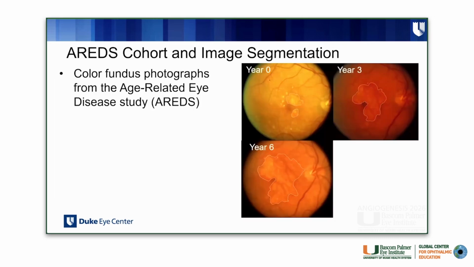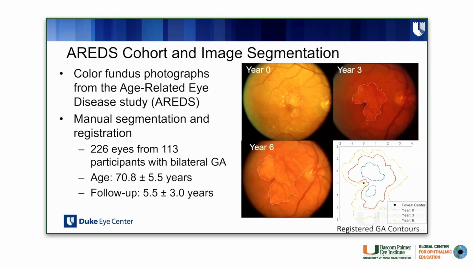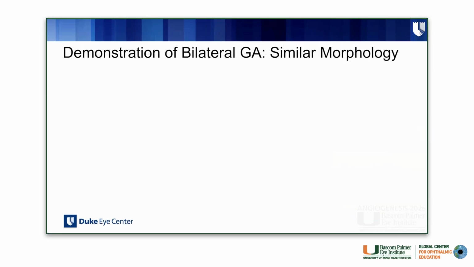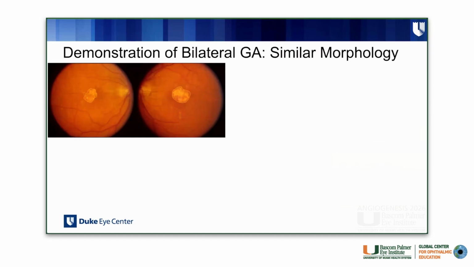We obtained color fundus photographs from the Age-Related Eye Disease Study. We identified patients with bilateral GA and manually delineated the border of GA lesions. We registered the GA contours in a coordinate system that allows us to analyze the morphology and topographic distribution of GA lesions. In this study, we analyzed a total of 226 eyes from 113 participants with bilateral GA, followed over 5.5 years. Here, I will show some examples of bilateral GA.